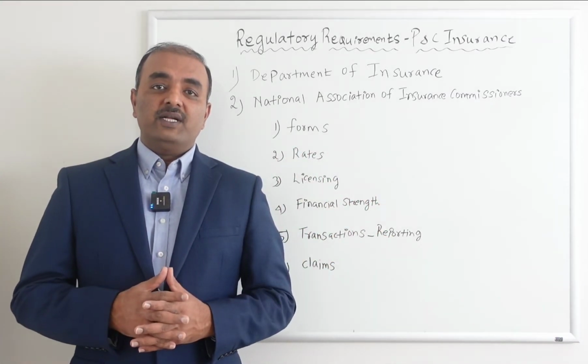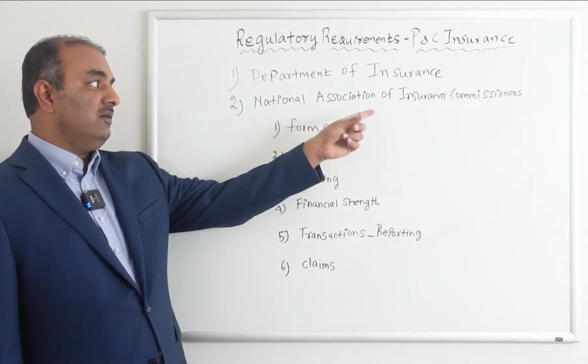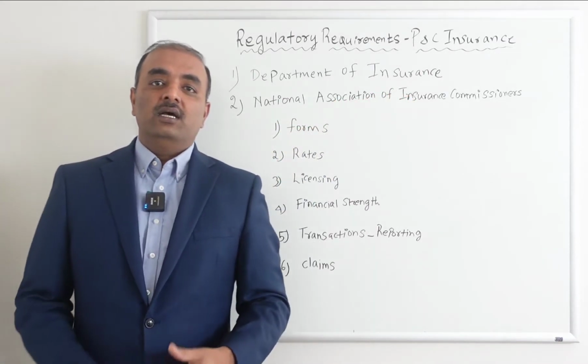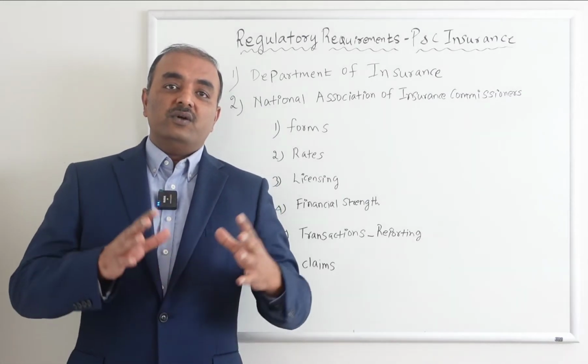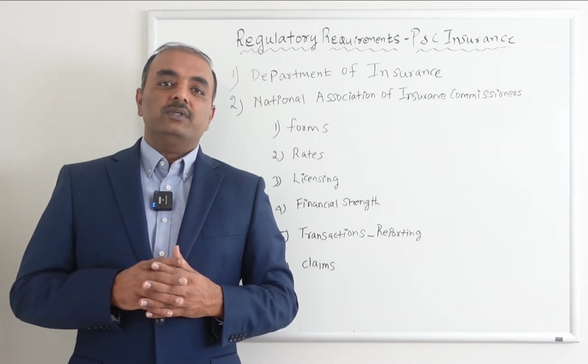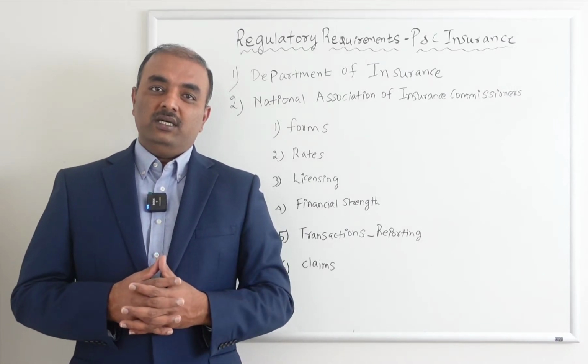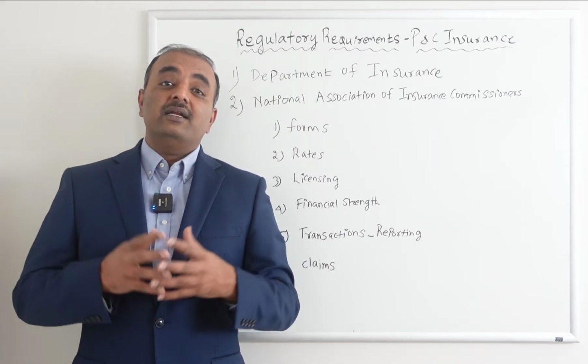And what happens is we have one more association called National Association of Insurance Commissioners, which is going to have all 51 states commissioners part of that group, and they will come up with rules and regulations that have to be implemented by insurance companies. So that is what we call regulatory requirements.